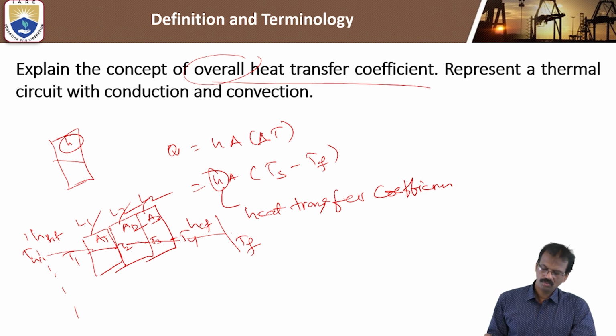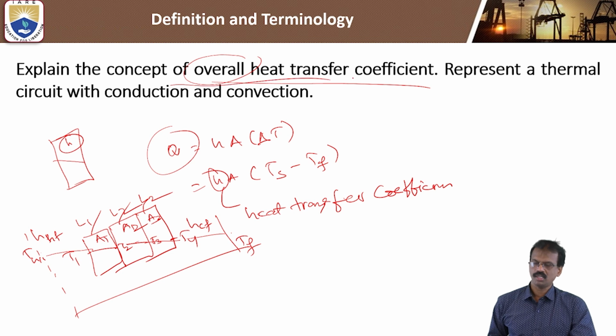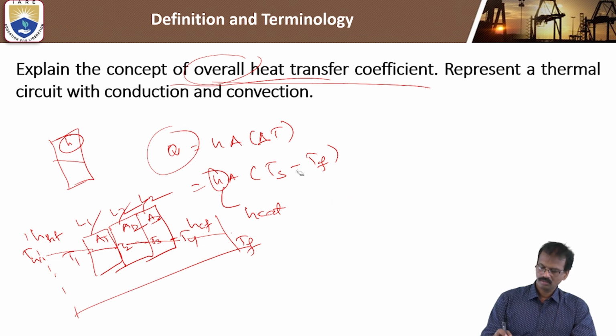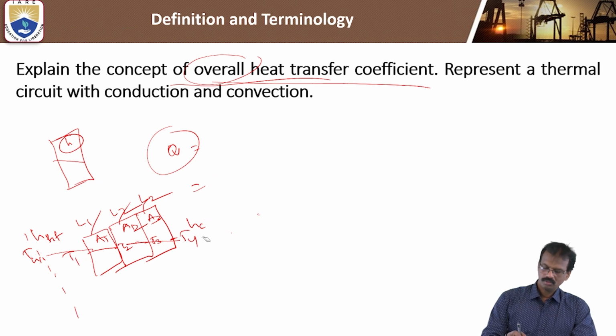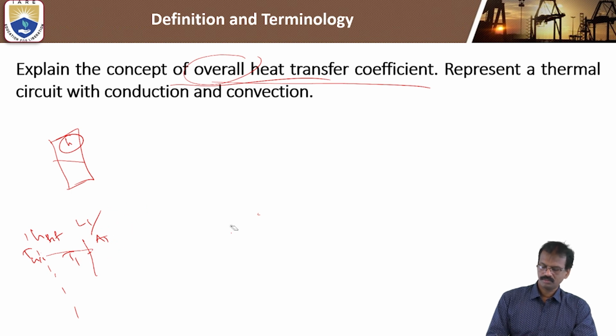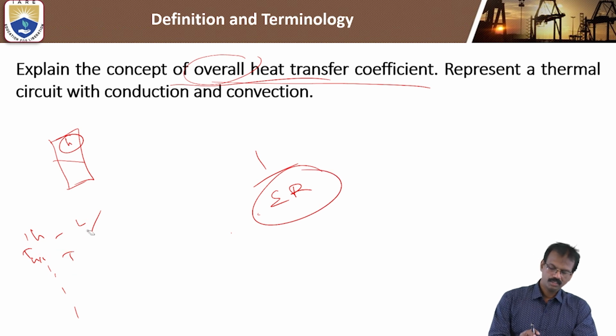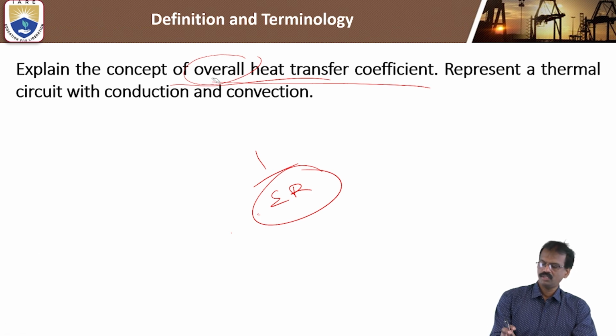To find the overall heat transfer in this system, you have to consider all the heat transfers. That is called the overall heat transfer coefficient. Overall heat transfer coefficient is nothing but 1 by sigma R. You know this one, thermal resistance. So if you know the overall thermal resistance, then you can find out the overall heat transfer coefficient also.